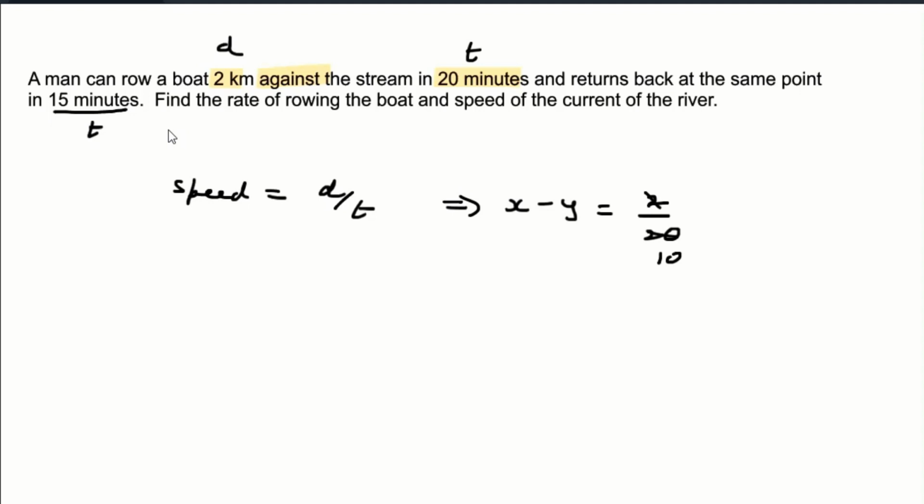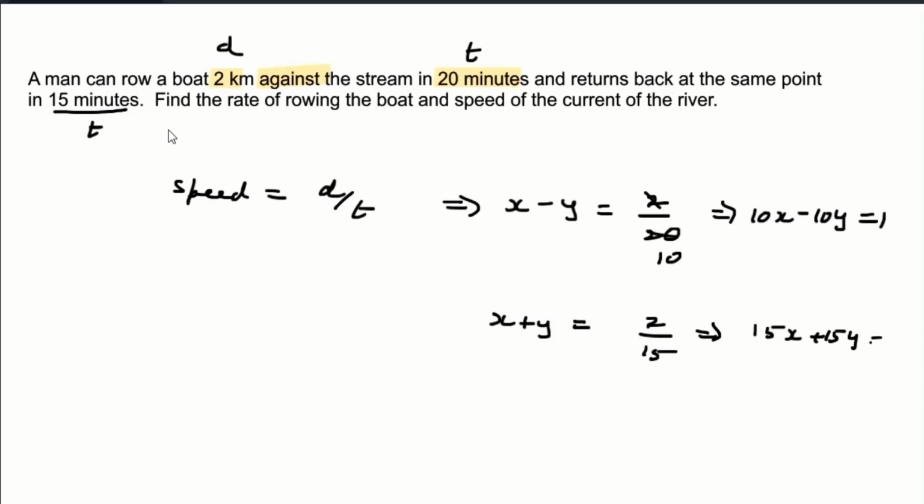Similarly here, and returns back to the same point. Now he is going along the stream. So now x plus y, again the distance is same because he is returning back. So he should travel the same distance in 15 minutes. This is what is given to us. Now from this I can write 10x minus 10y equals 1. And here I can write 15x plus 15y equals 2 because rate of rowing the boat.